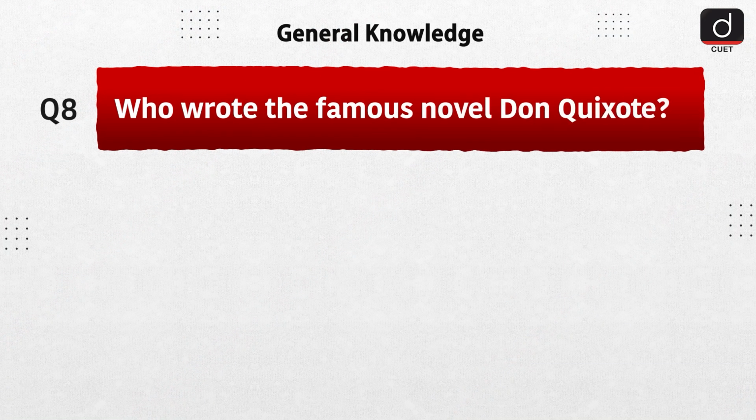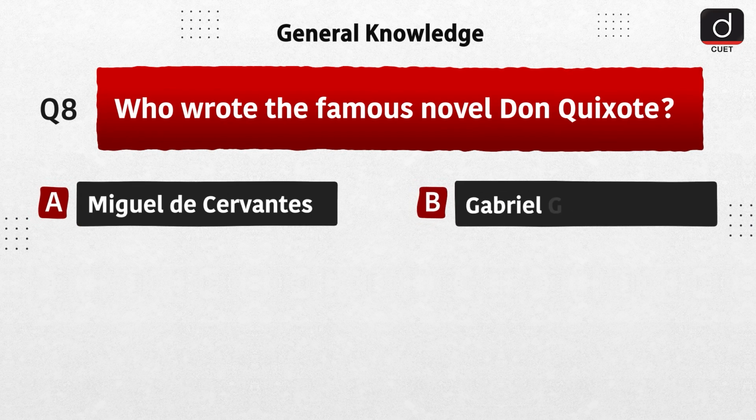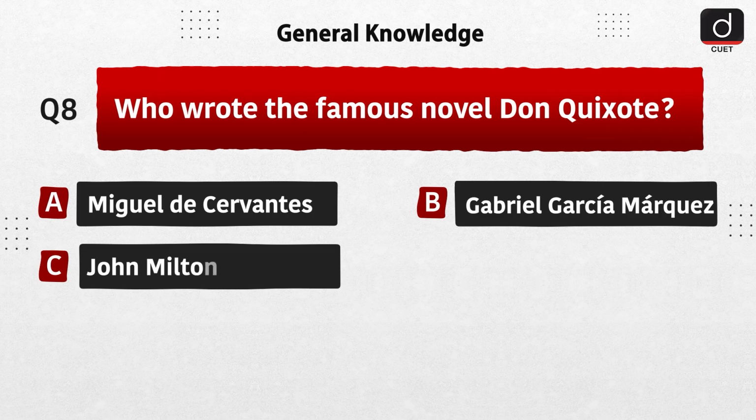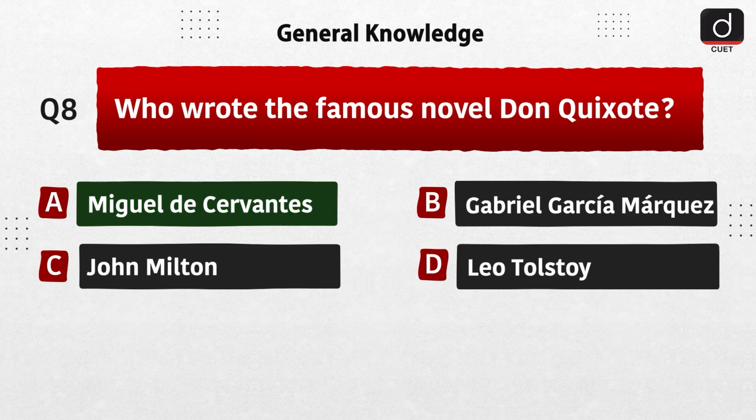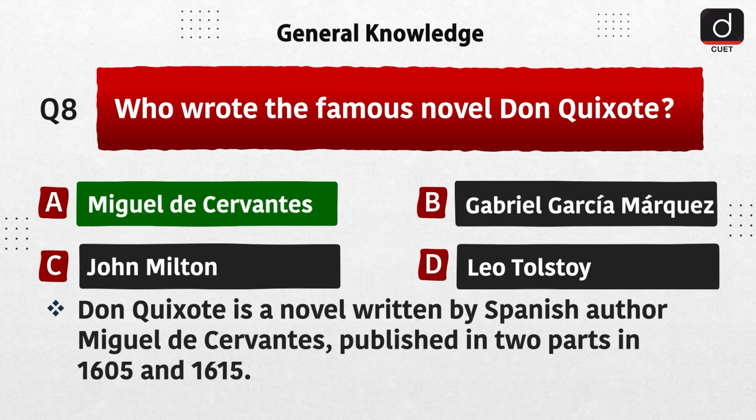Next question is, who wrote the famous novel Don Quixote? A. Miguel de Cervantes, B. Gabriel Garcia Marquez, C. John Milton, D. Leo Tolstoy. The correct answer is option A, Miguel de Cervantes. Don Quixote is a novel written by Spanish author Miguel de Cervantes, published in two parts in 1605 and 1615.